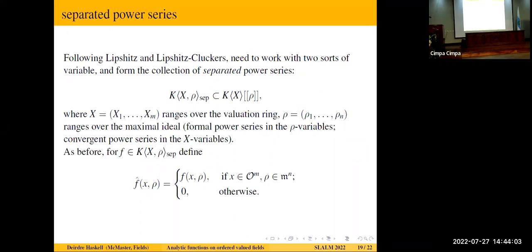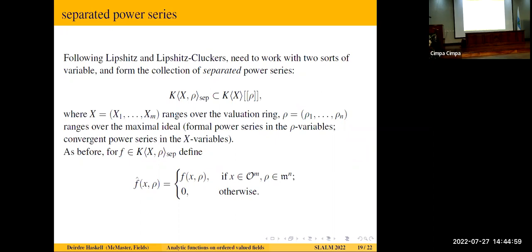So what we do is we take series which are given by convergent series over the valuation ring, and then we just use any power series over the maximal ideal. But as in any power series, the coefficients are coming from here, so there's some control on the size of them as coefficients. In particular, they have valuation greater than or equal to zero, so we get that bounded below. Then we think of these as separated power series because I've separated the variables into those two sorts of variables. And then again, we can define the restricted analytic function as being given by the evaluated function if the variables lie in the correct set, and otherwise just equal to zero.